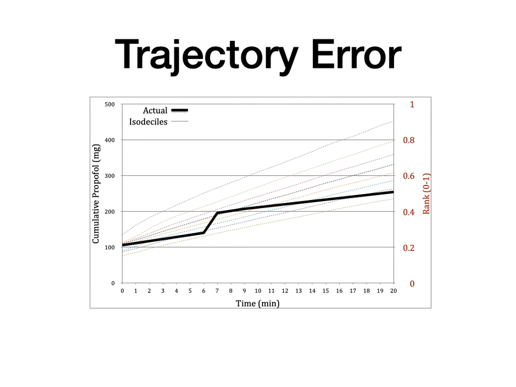We then look at the ranking within the isodeciles for cumulative propofol administration across the whole cohort, and to develop the score, which is the ranking from 0 to 1, the standard deviation of which is the trajectory error.